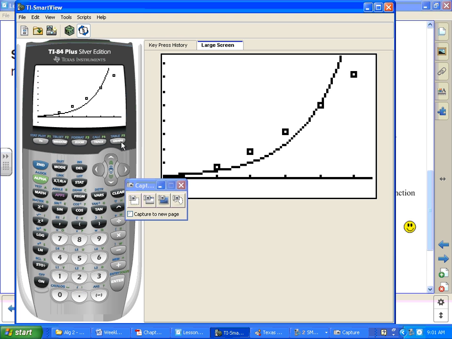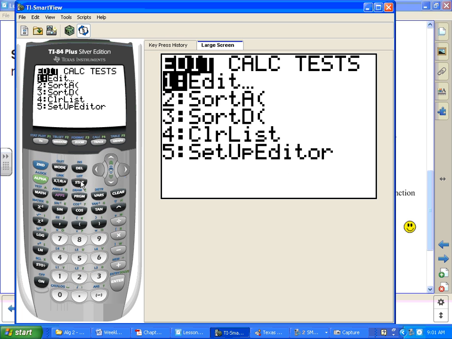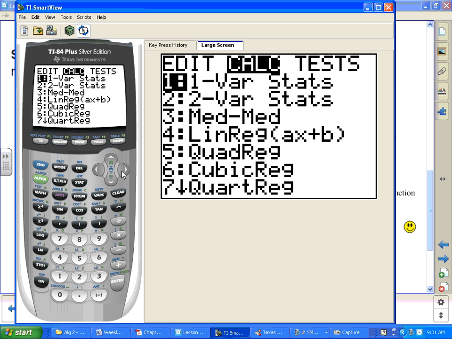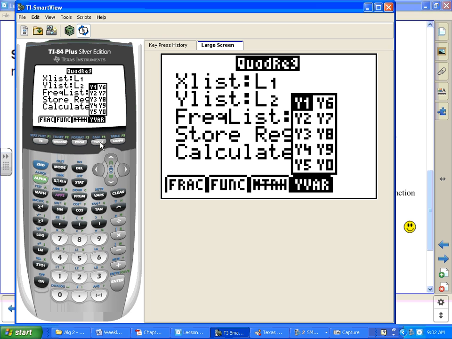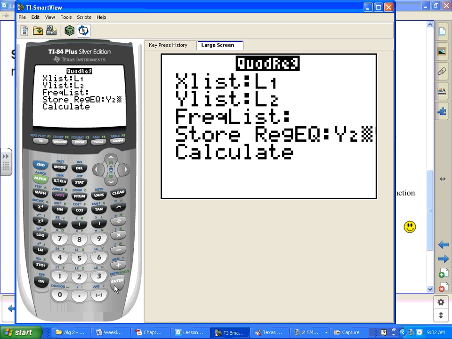So we want to check quadratic to see if quadratic will work also. We'll go back to stat and over to calc. And now we're going to calculate the quadratic regression, which would be number 5. Your screen should look exactly like it did when you did exponential regression. Then let's put this one in y2. So alpha, trace, and we're going to put it in y2. And then we'll calculate again.